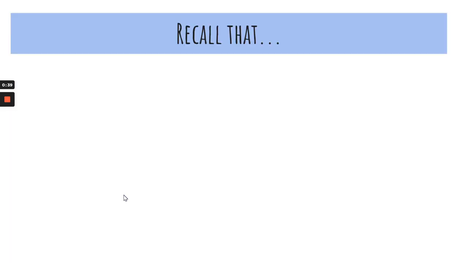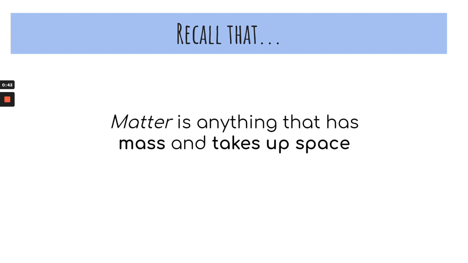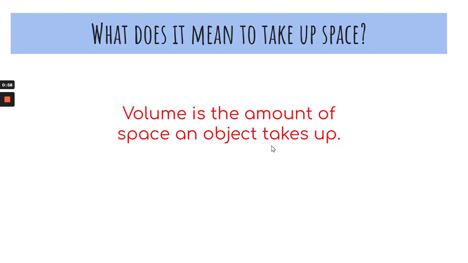So write down anything that's in red. So recall that matter is anything that has mass and takes up space. We've learned examples of matter. You have learned what mass is. Now we're talking about what it means to take up space. So basically it means volume. Volume is the amount of space an object takes up.